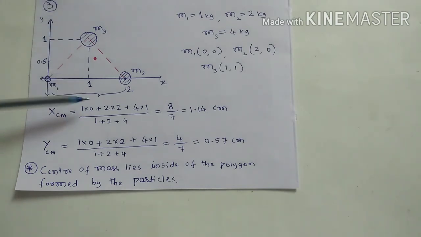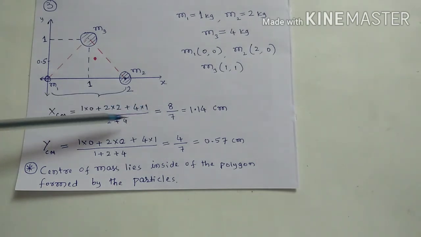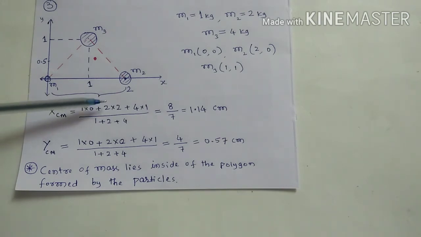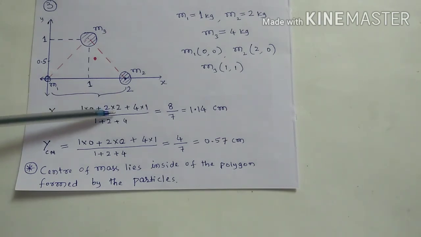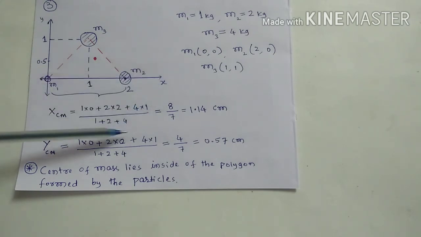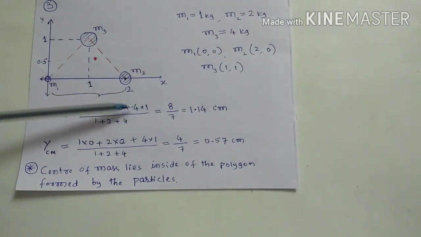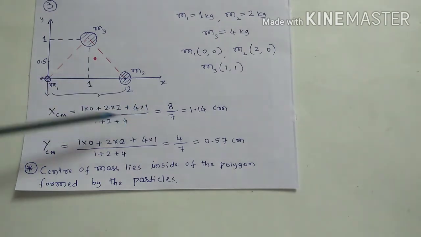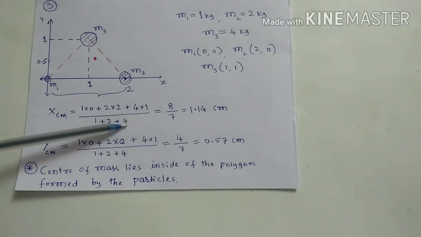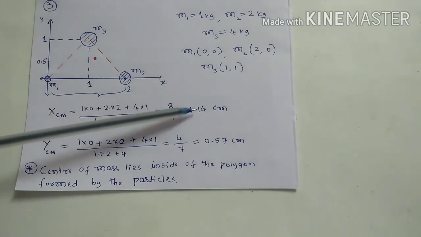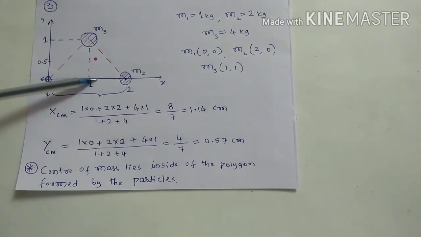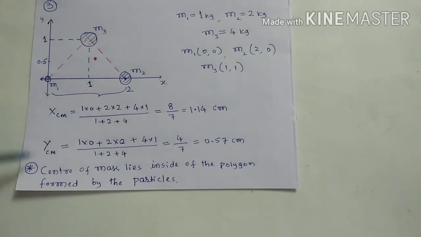So M1 X1 plus M2 X2 plus M3 X3 by M1 plus M2 plus M3. So M1 is 1 into X1 is 0, plus similarly M2 is 2 into X2, which is 2 here, plus M3, M3 is 4 into X3 is 1, like this. So divided by M1 plus M2 plus M3, 1 plus 2 plus 4. 8 by 7 equal to 1.14 centimeter. Somewhere here, this is the X coordinate.